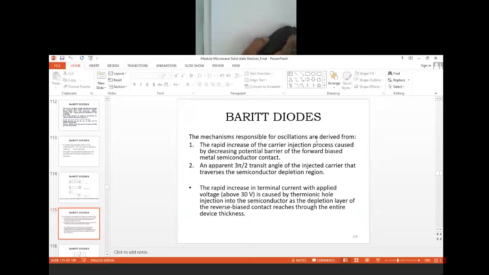So this diode will work as an oscillator. That is the mechanism responsible for the oscillation. A rapid increase of the carrier injection process is caused by the decreased potential barrier of the forward-biased metal semiconductor contact and an apparent 3 pi by 2 transit angle of the injected carriers that traverse the semiconductor depletion region. Then a rapid increase in the terminal current with applied voltage, called thermionic hole injection into the semiconductor, occurs as the depletion layer of the reverse-biased contact reaches the carrier.